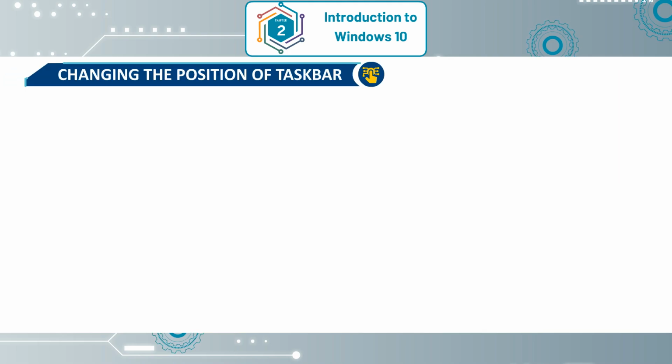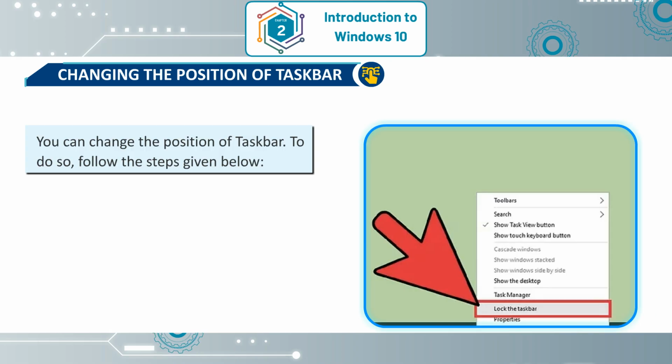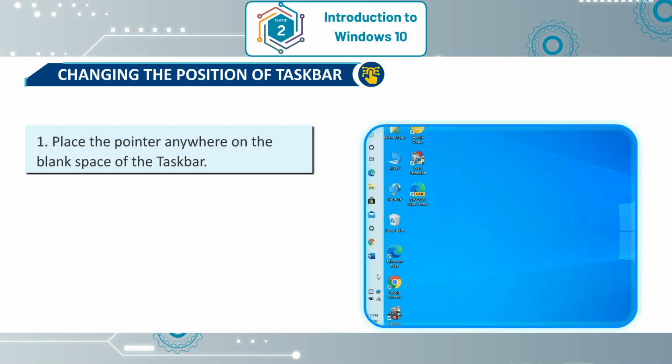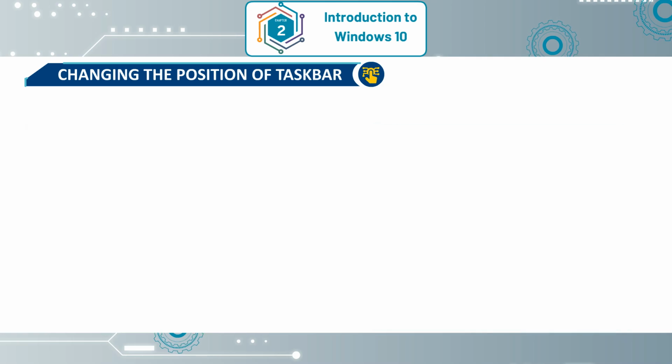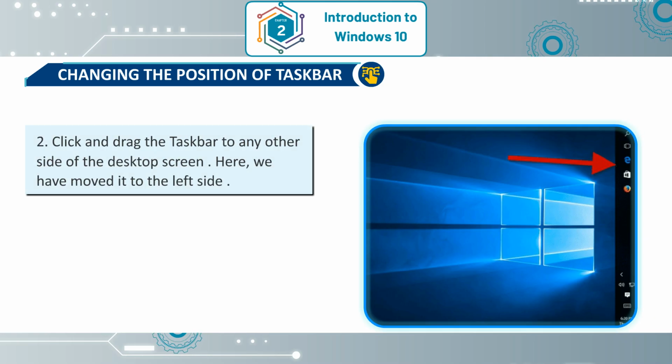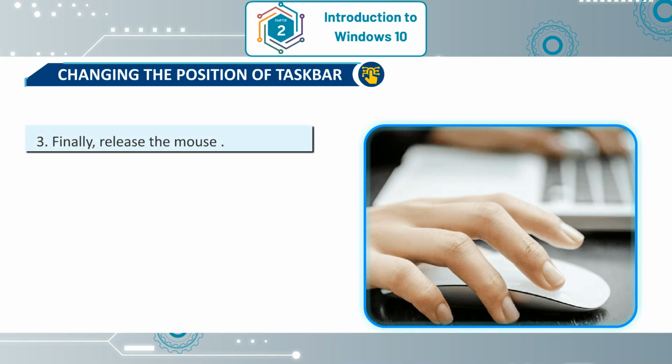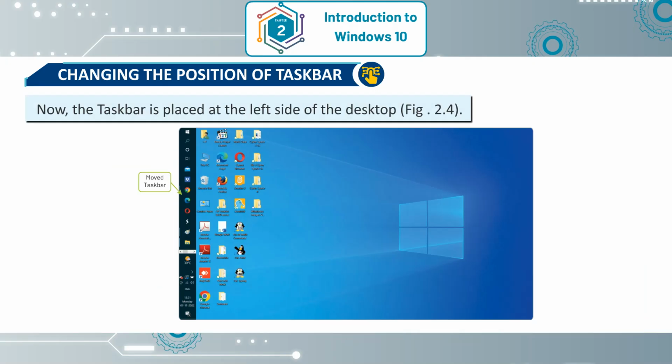Changing the position of the taskbar. You can change the position of the taskbar. To do so, follow the steps given below. 1. Place the pointer anywhere on the blank space of the taskbar. 2. Click and drag the taskbar to any other side of the desktop screen. Here, we have moved it to the left side. 3. Finally, release the mouse. Now, the taskbar is placed at the left side of the desktop.